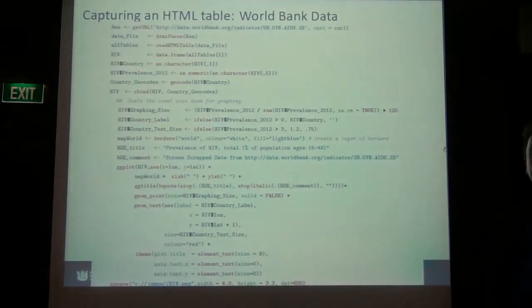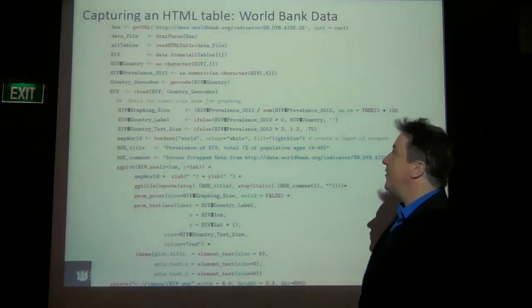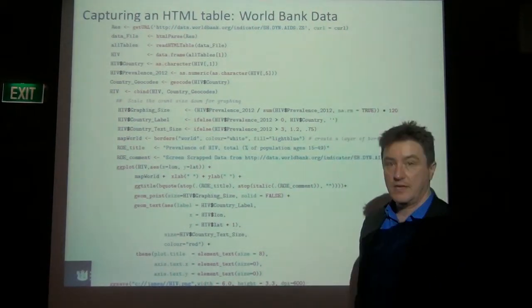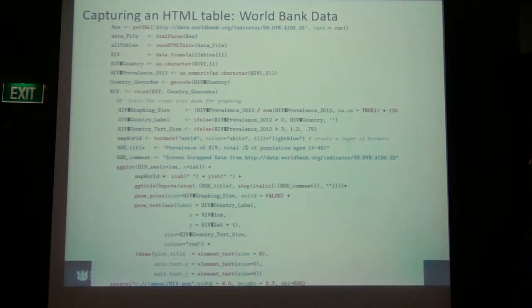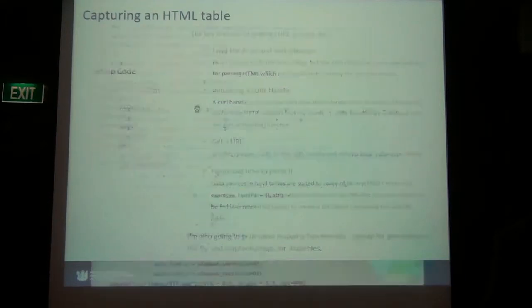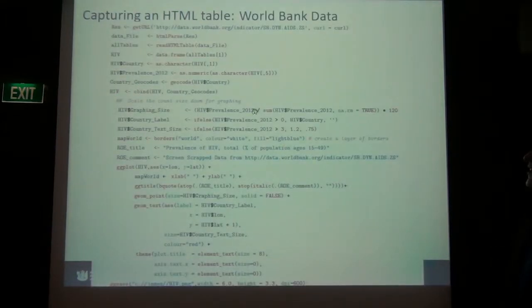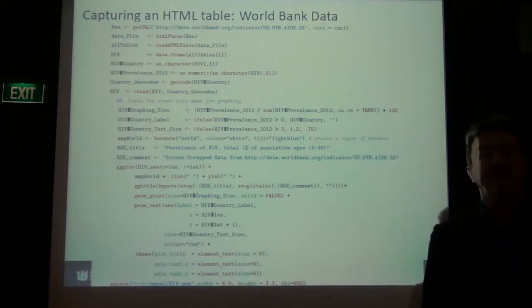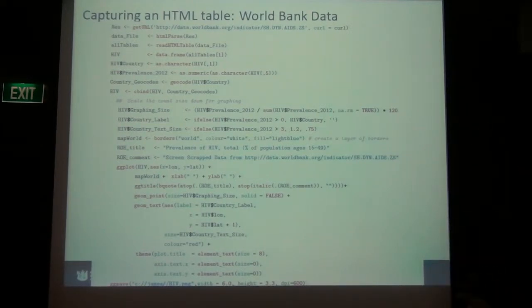So, this looks scary. But don't let it fool you. Once I've loaded all the functionality over here, the top line is going to get a URL. So in this little example, I'm going to go off to the World Bank data, and we're going to pull down one of the many indicators. The next line, htmlParse, uses some of the functionality in the XML library to be able to parse the HTML, the string of text, into a structure which has got a little bit more structure and definition to it.